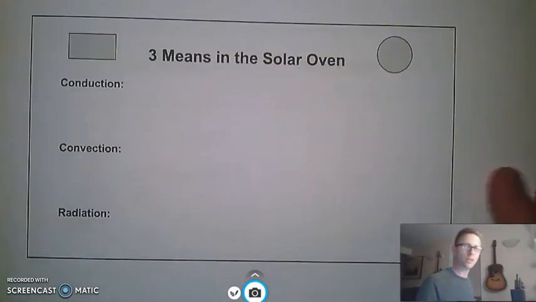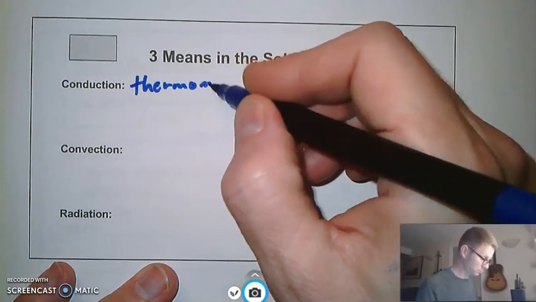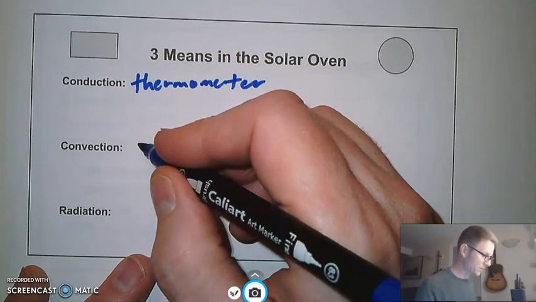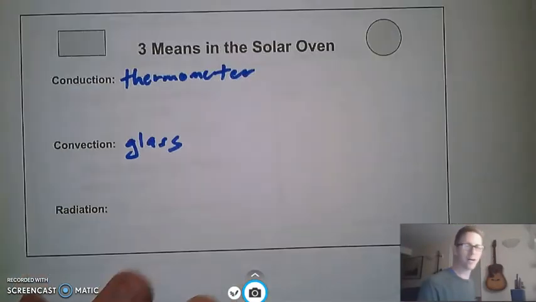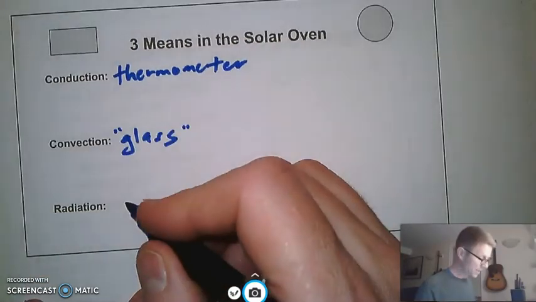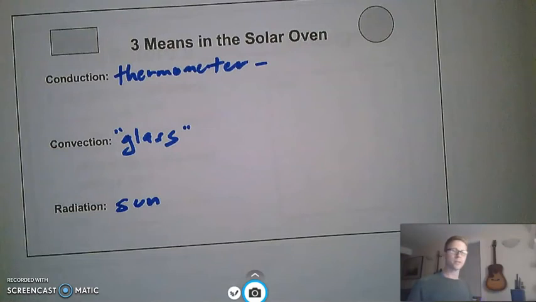What about the solar oven? Well, conduction is seen in the thermometer. Convection is seen by the glass, and I'll explain what I mean by the glass. And a lot of people don't use actual glass, they use like saran wrap or something. And radiation is from the sun. So the thermometer, I'll explain. The thermometer is touching the surface. So if you have that black painted surface, which is absorbing a lot of the sun's light, you want that thermometer to be touching that hot surface. So the direct contact gets heat to the thermometer.